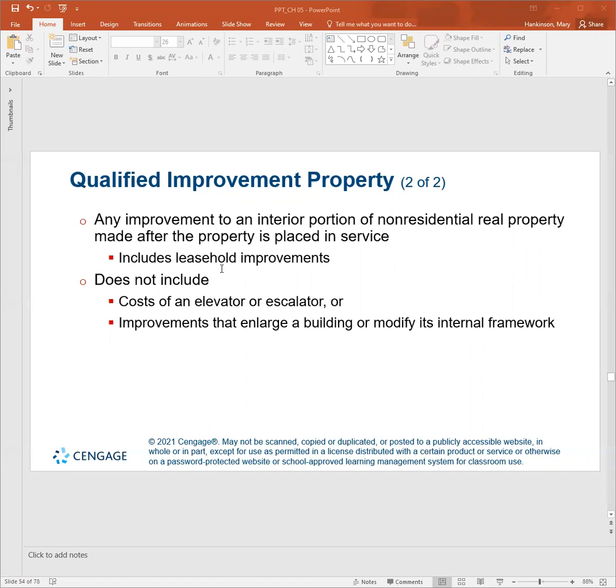Qualified improvement property is any improvement to an interior portion of non-residential real property made after the property is placed in service, including leasehold improvements. However, it does not include the cost of elevators or escalators or improvements that enlarge a building or modify its internal framework. To look up the recovery percentages for these improvements, refer to Exhibit 5.7 in your textbook.